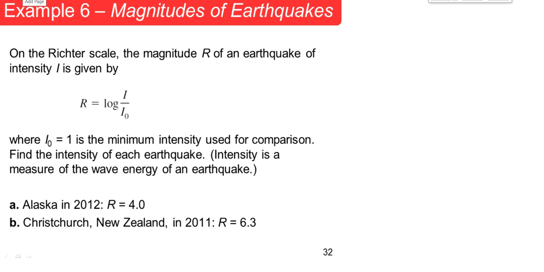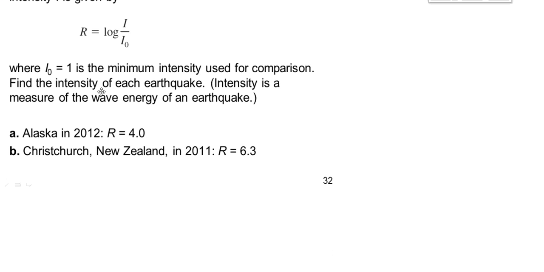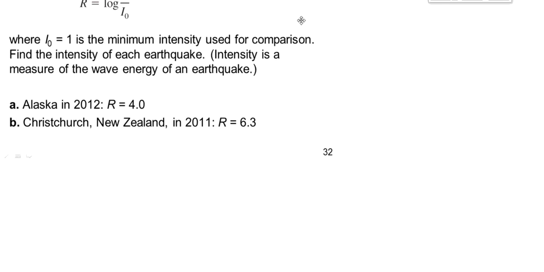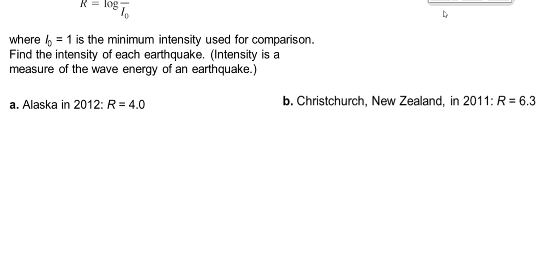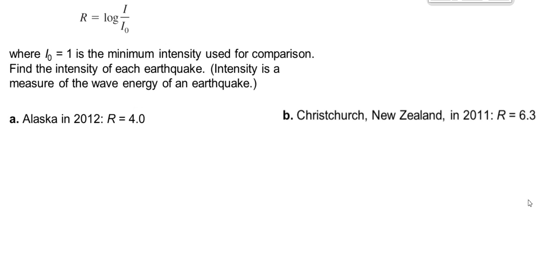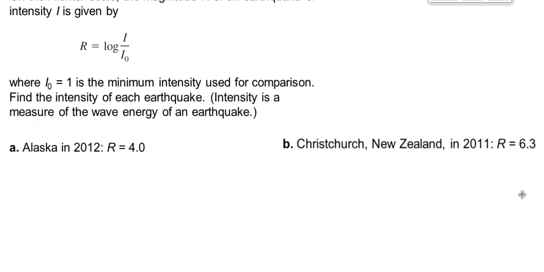And so R equals the log of I over I sub 0, where I sub 0 is 1, the minimum intensity used for comparison. And we want to find the intensity of these earthquakes that are listed here. And I'm going to move B over so that I can use my space. Okay, and so let's look at A together, and then you can maybe try B. These are not as long as some of these problems we've looked at.